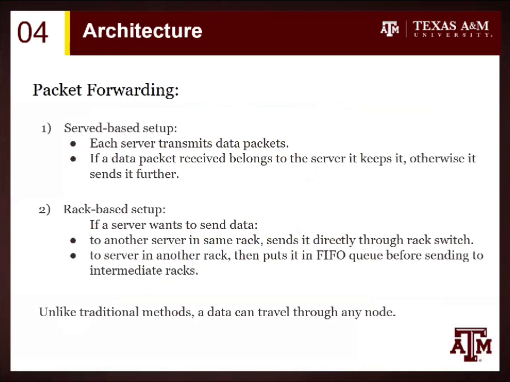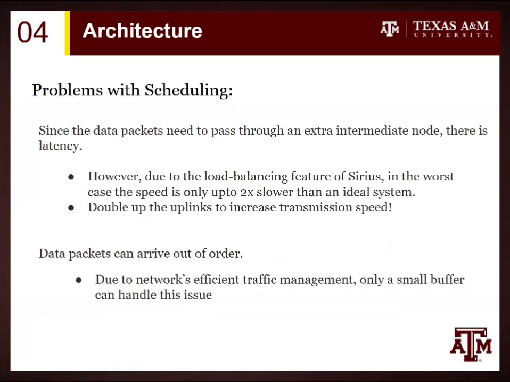In a server-based setup, each server transmits data packets. If the packet reached its destination, the server accepts it, otherwise it sends it further. In a rack-based setup, if a server wants to send data to another server in the same rack, it sends it directly through the rack switch. If it wants to send to a server in another rack, it puts it in a FIFO queue before sending to another rack. This ensures a packet takes only one extra hop before reaching its destination and is not confined to only a few routes for reaching the destination.